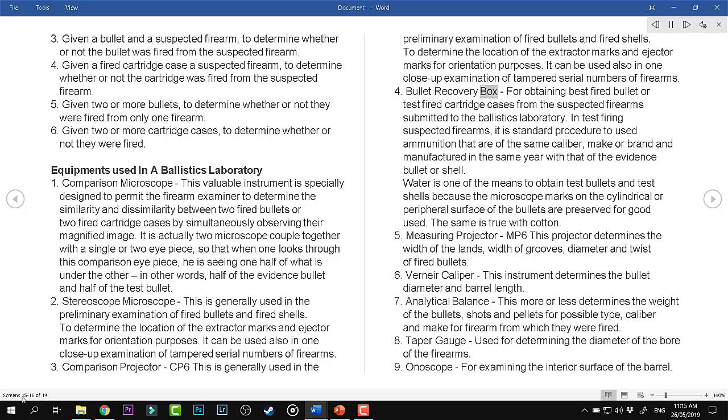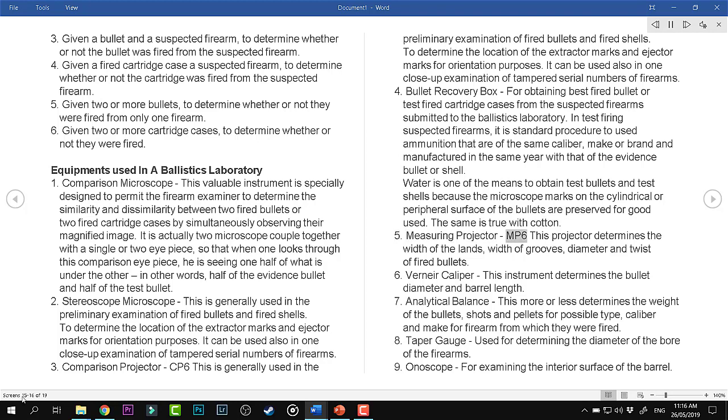4. Bullet recovery box, for obtaining best fired bullets or test fired cartridge cases from the suspected firearms submitted to the ballistics laboratory. In test firing suspected firearms, it is standard procedure to use ammunition that is of the same caliber, make or brand, and manufactured in the same year as that of the evidence bullet or shell. Water is one of the means to obtain test bullets and test shells because the microscopic marks on the cylindrical or peripheral surface of the bullets are preserved for good use. The same is true with cotton.